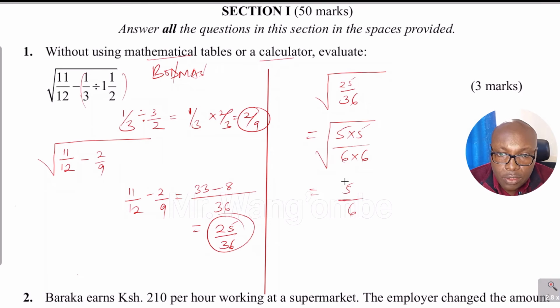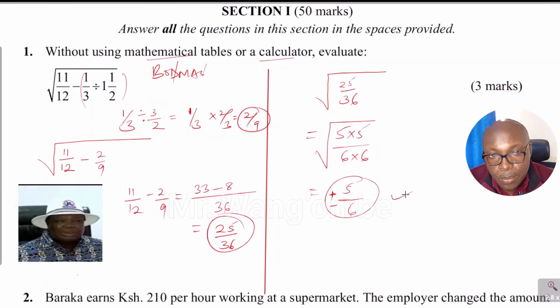Now when you're getting the square root of a number, remember, this can either be positive or negative. So don't forget to write that. That is very important. You can either get a positive value or a negative value when you get the square root. So that is how you're supposed to solve that question. We go to question 2.